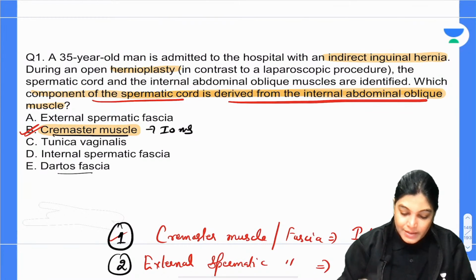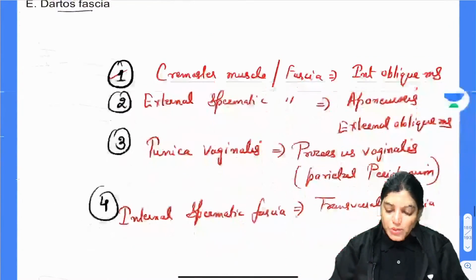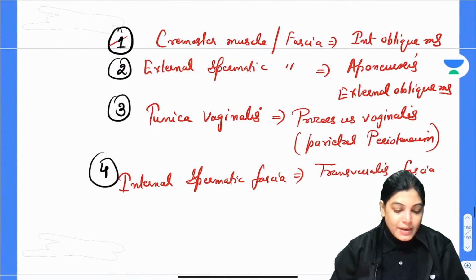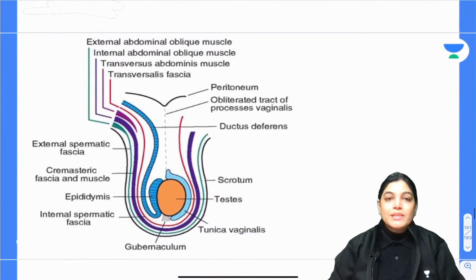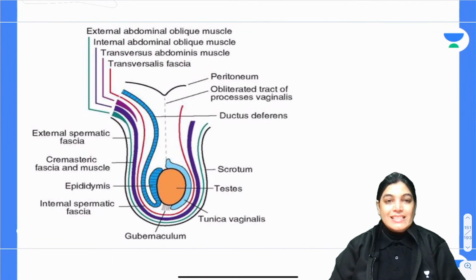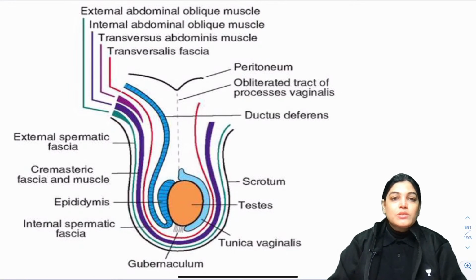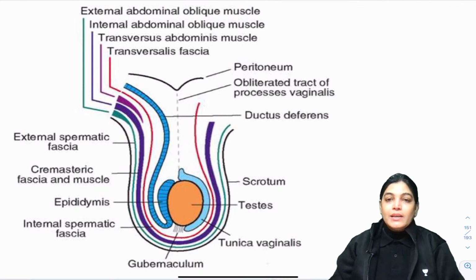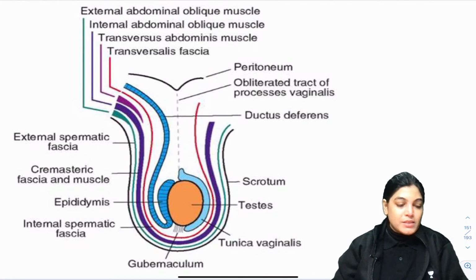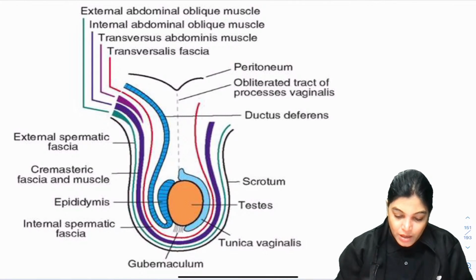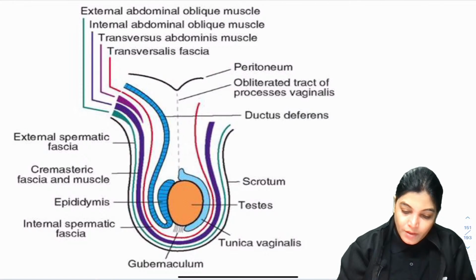One of the options, Dartos muscle, I have not told you yet. So let's talk about Dartos muscle also. Yes, I will come to that point. Before that, just have a look at this diagram. If I enlarge this diagram, it will be easier for you to understand. So see here. The abdominal layers, when proceeding towards the scrotum and the spermatic cord, form various layers.